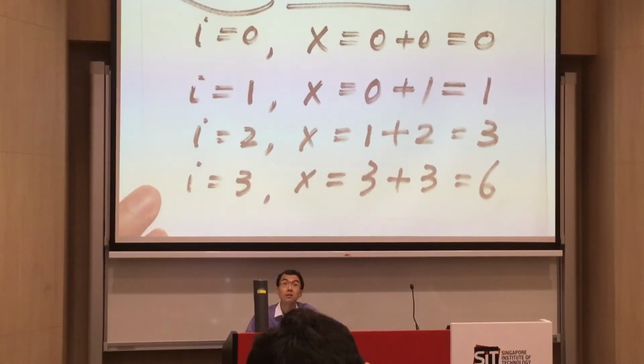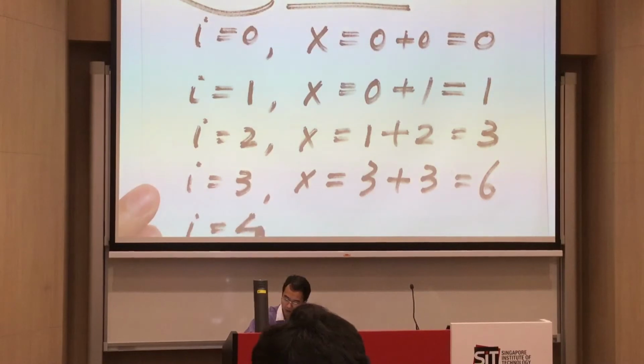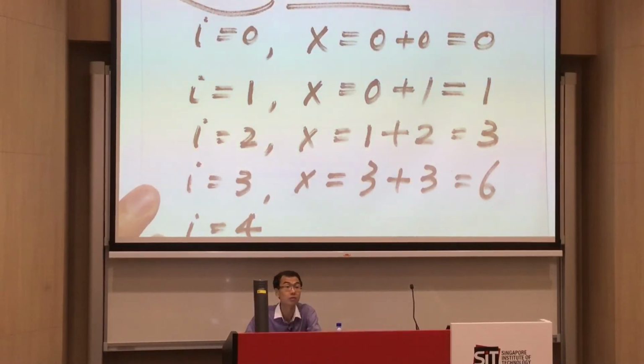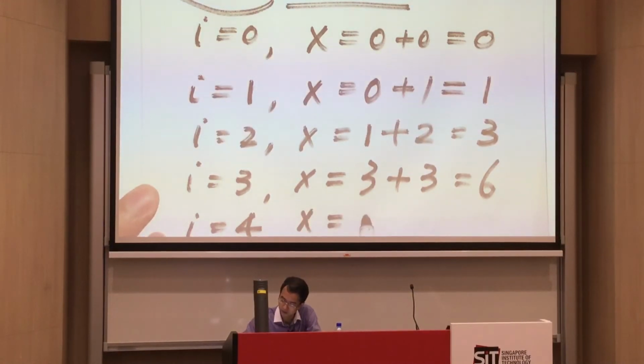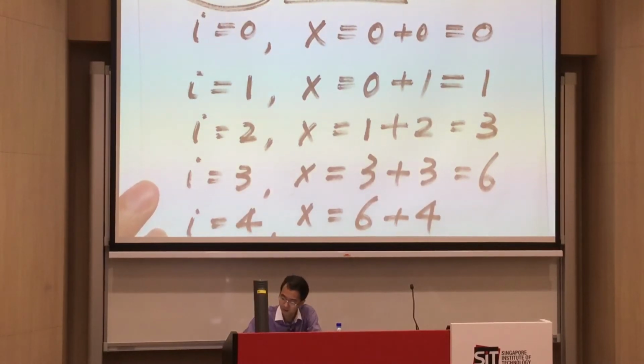Okay. So again you update your i by 1. i equals 4. So you check again. Is i still less than 5? Yes. So you do it again. This is what? 6 plus 4. 6 is this value of x, and 4 is i. So this one equals 10.